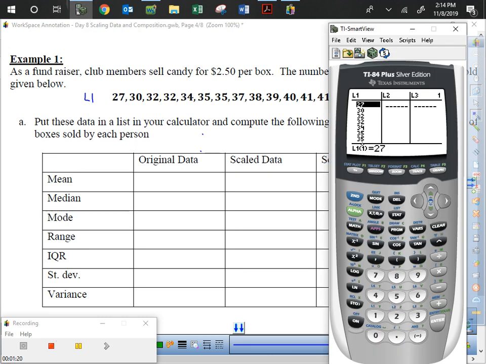Once you've got it typed in, if you remember, we're going to hit Stat, over to Calculate, and one variable statistics to go get those things. So make sure it's on list 1, but then you can go ahead and calculate it. We've got a little bit of ugly numbers here, but that's okay. Sometimes things don't work out nice in real life. We'll just round to 2 decimal places. Okay, so first up, the mean is about 37.76.